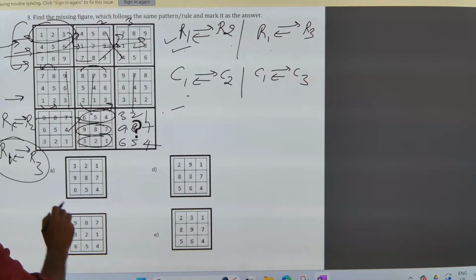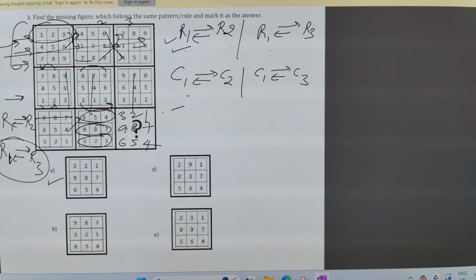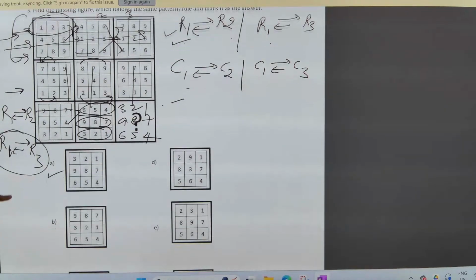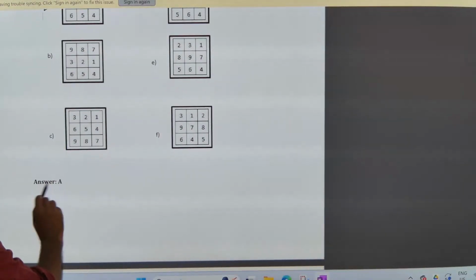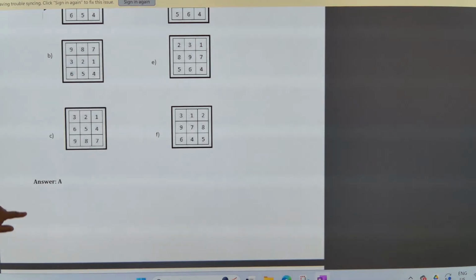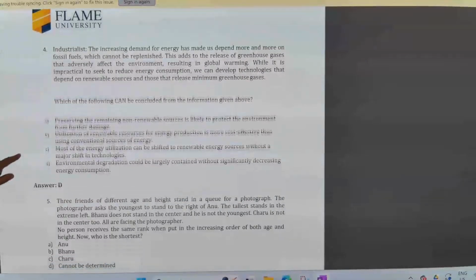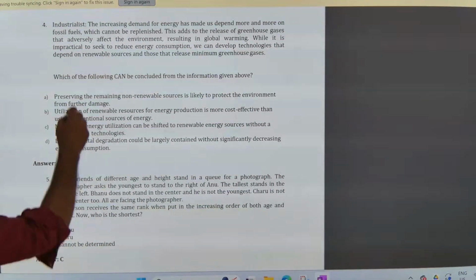654, sorry. So the answer is A. Right? So the answer is A. So that was question 3. That brings us to the next question, question 4.